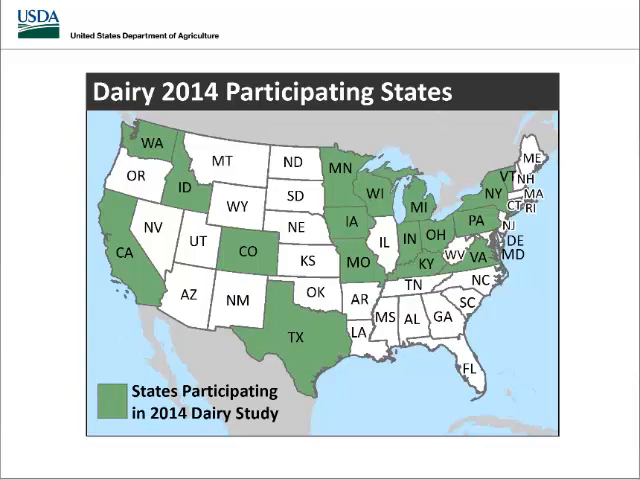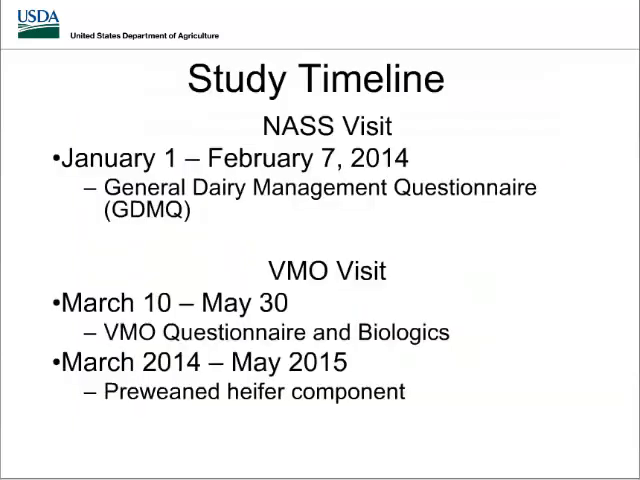All right, so this is the states. Everybody should recognize those, since you're probably from one of those states or you wouldn't be with us today. The timelines, we went over these quickly yesterday, but the NAHMS visit is going on. We'll be completing on February 7th. We anticipate that all the information will be handed over to you and that you can start the VMO questionnaire March 10th to May 30th. And then the calf component obviously will start in March and then go through probably May of next time.